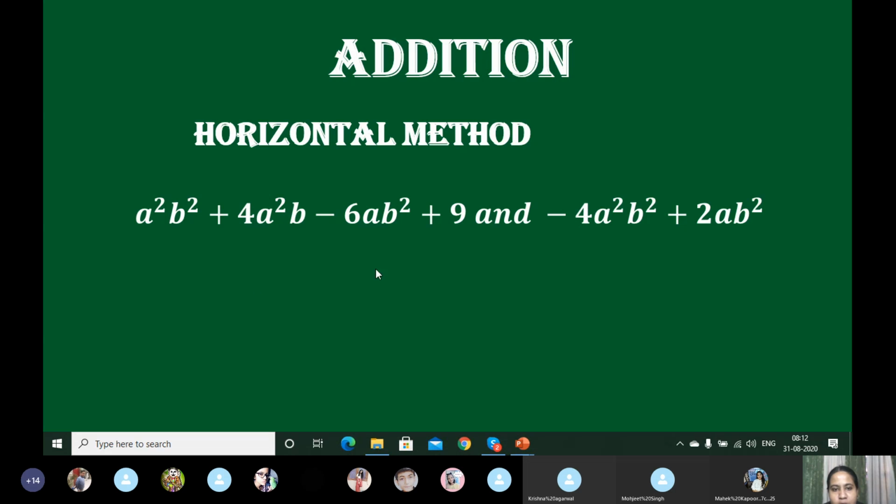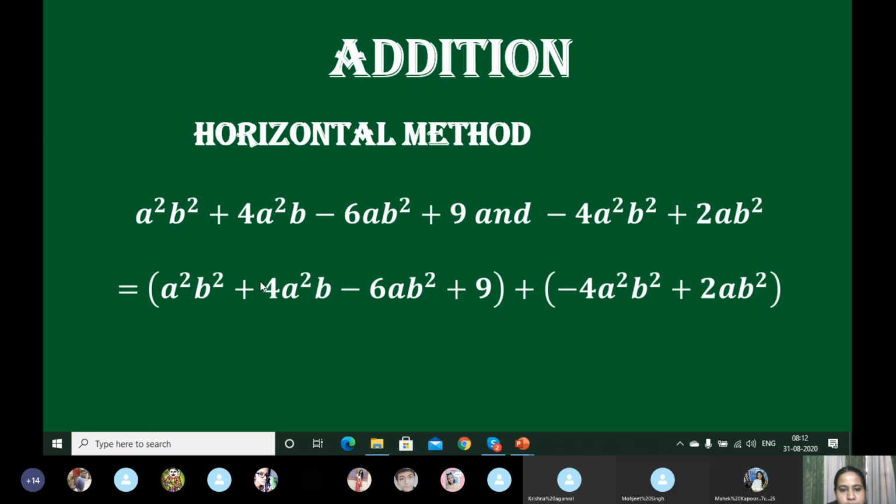In the first set, are all the terms like terms? No, ma'am. And in the second set? No, ma'am. So we have to add the first set with the second set. What we do is write the terms in the form of brackets. Understood? The first step of horizontal addition is the same manner as we do in integers. We take the numbers and write the set in one bracket.